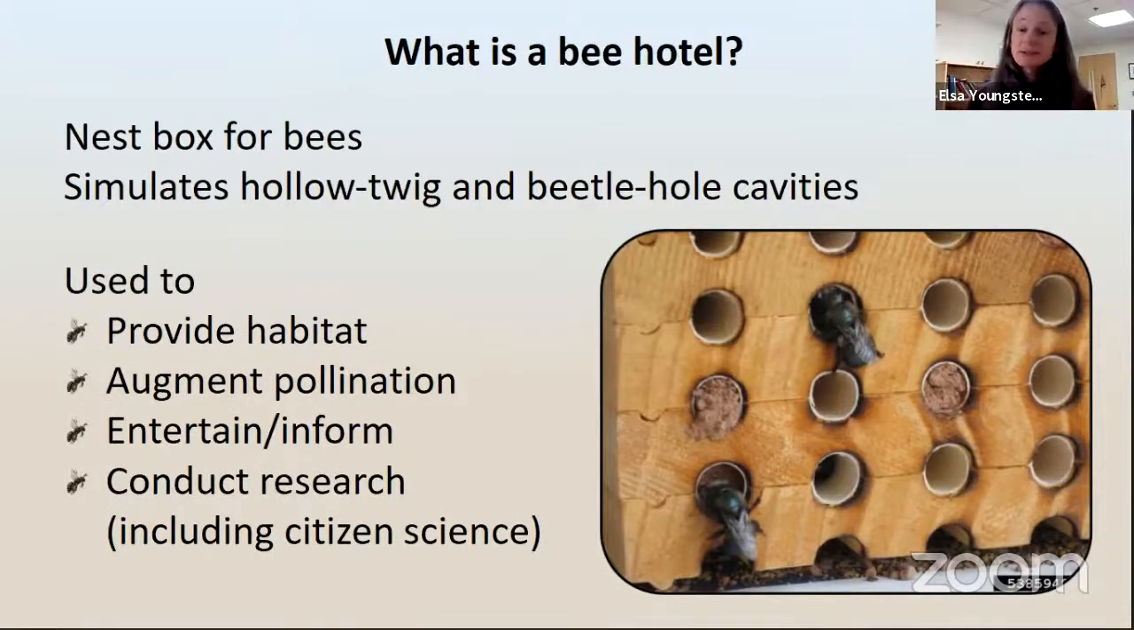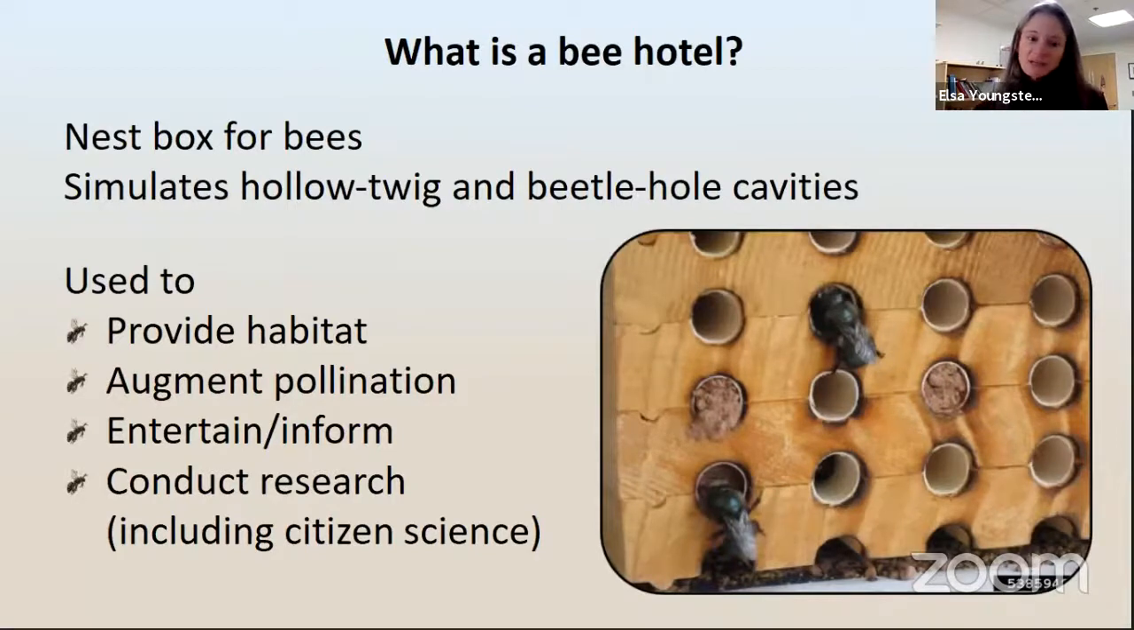Artificial nesting boxes are used to actually augment pollination in agricultural habitats, and they probably serve the same function for home gardens. They can also just be fun to watch, as you can get up close and see your residents coming and going and constructing their nests. And they're also an important research tool. We use them in our ecology research here at NC State. Many biologists all over the world do.